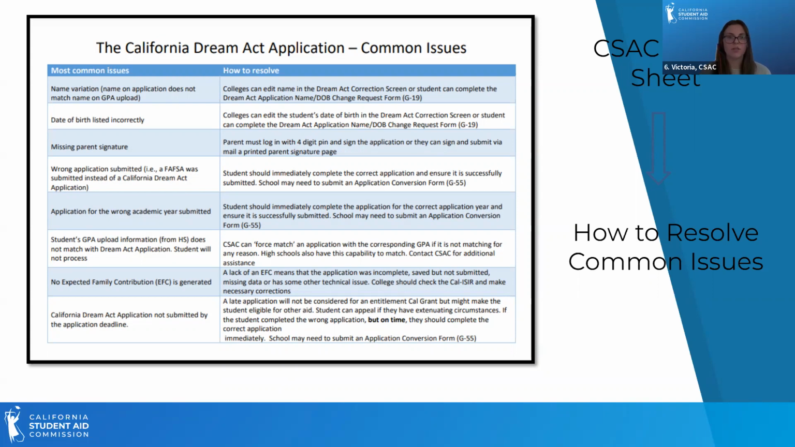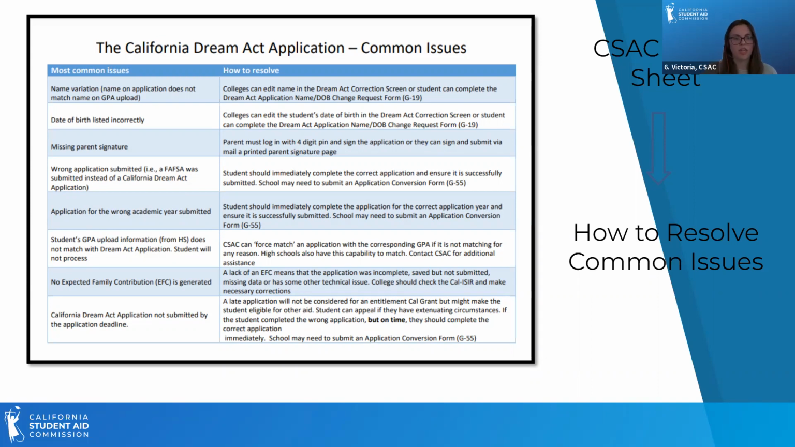We do have several different student forms, so some of these updates can be student driven, where they can submit a name or date of birth change request form. That brings me to the next one: the date of birth is listed incorrectly. We want to make sure it's month, day, year. And then missing parent signature. If it does require a parent signature, they'll need to sign either on that confirmation page or by going back onto the landing page. I'll touch on the next 2 errors in a separate slide.